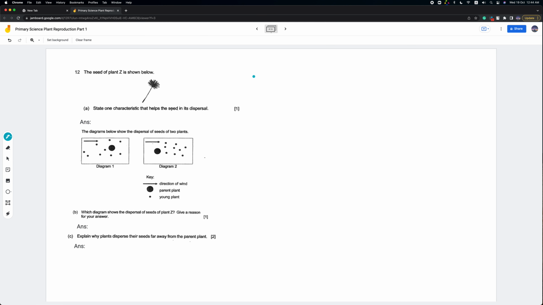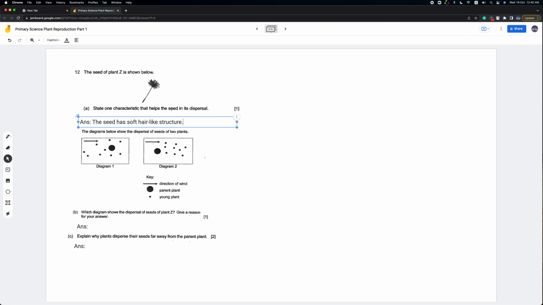Okay, next one. The seed of plant Z is shown below. State one characteristic that helps the seed in dispersal. So we have to look at the picture and answer according to what we see. Just state, there's no explanation involved. The seed has soft hair-like structure. If you want, you can say that helps the seed in its dispersal, but for this case, it doesn't really matter.